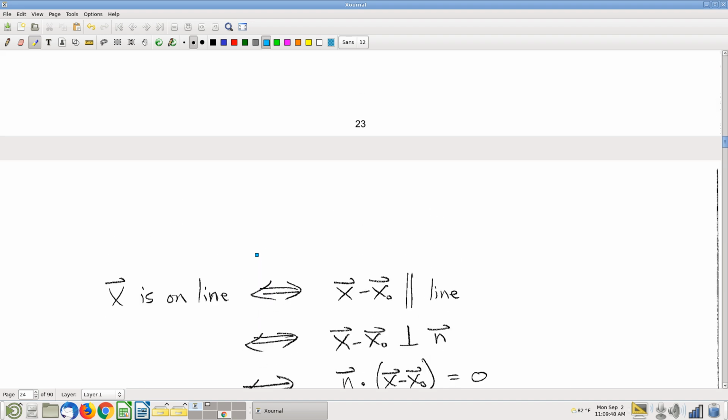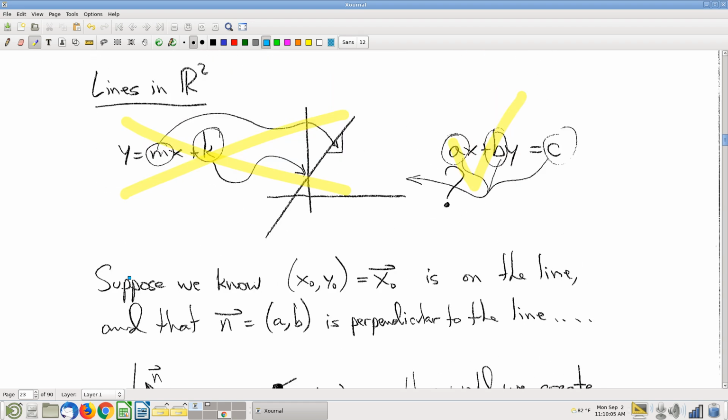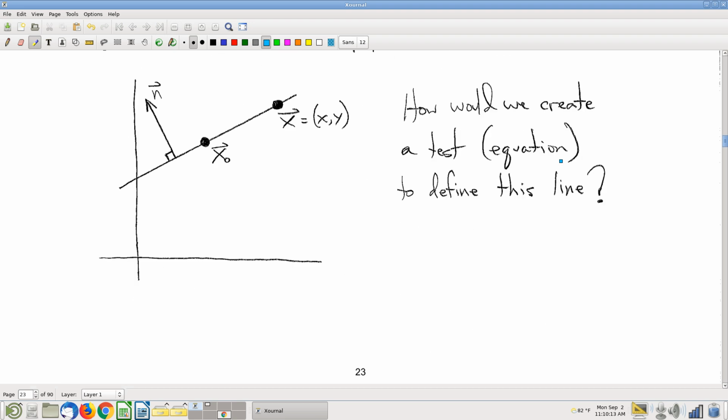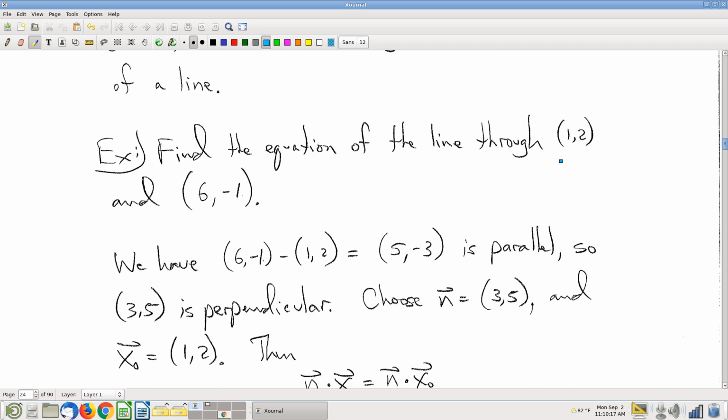Wait, so are A and B just the x and y components of the normal? Yeah, that's right. A and B are the first and second coordinates of the normal vector. The coordinates are just the components? It depends on how you use the word component. They're components in the direction of certain standard basis vectors. Okay, so, easy, quick example.